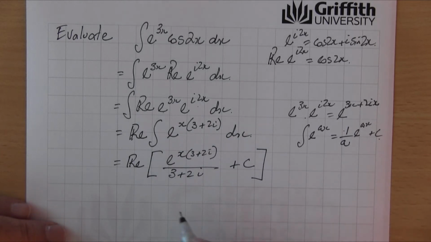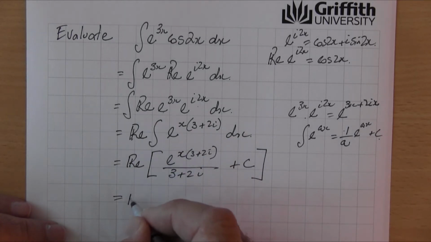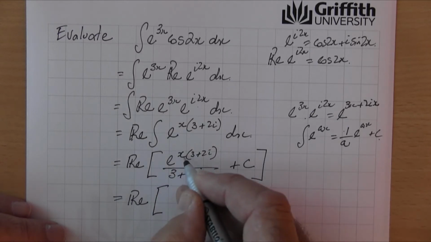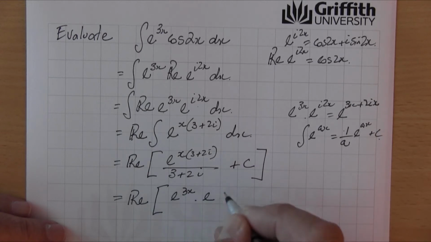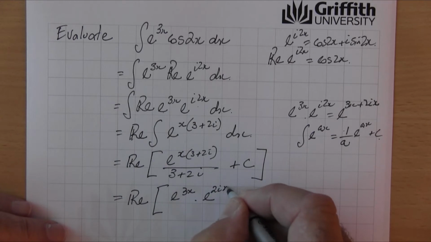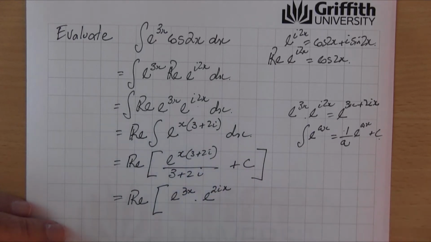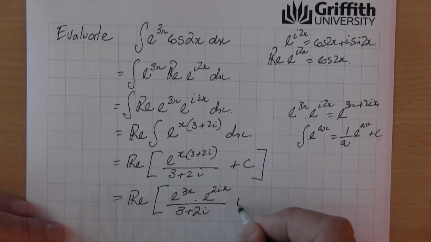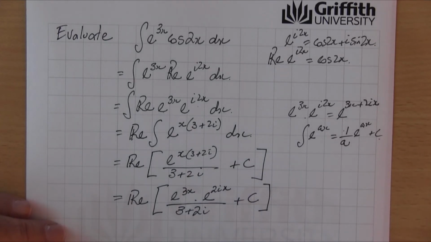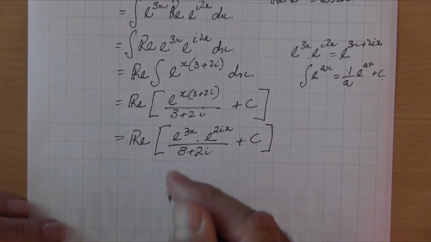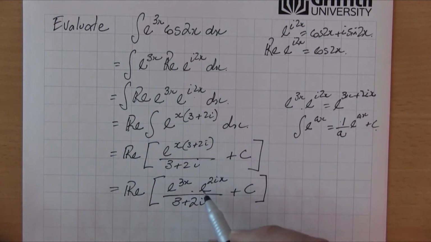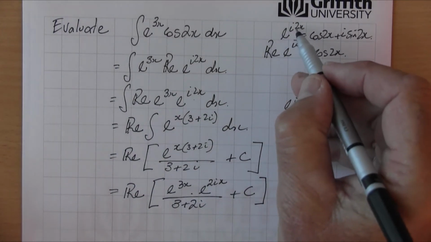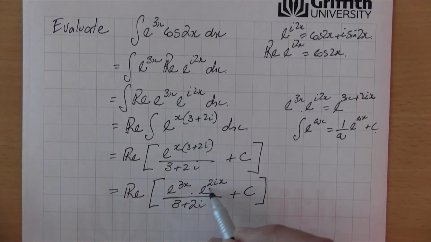Okay, so once again we can split this up and say the real part of e to the 3x times e to the 2ix, by multiplying out using the distributive law, all over 3 plus 2i, plus c. Then I can do the back substitution using the identity up above here. e to the 2ix is the same as e to the i 2x, so I'll put a cos and a sine back in for here.